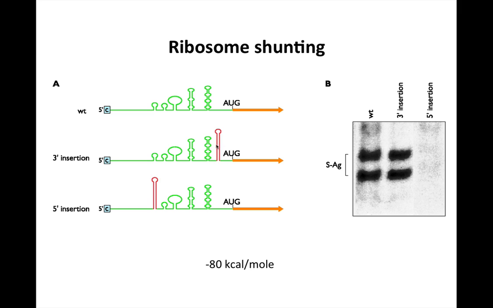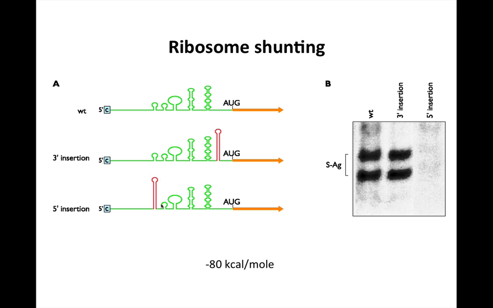If you put a stable stem loop structure here just before the AUG codon and translate that in vitro, it's called the 3' insertion, you see that it does not have any effect on the amount of protein that's made. And this is a very stable stem loop of negative 80 kilocalories per mole. That's a measure of the stability of the base pairing, which is known to block scanning of ribosomes. Even with the ribosome-associated helicase, it cannot get through this kind of secondary structure. Yet you see that the insertion of this has no effect.